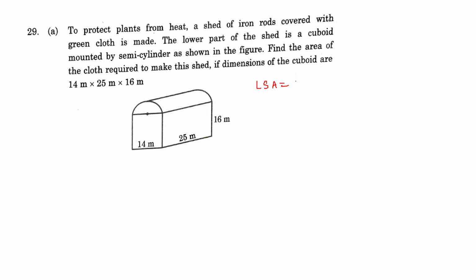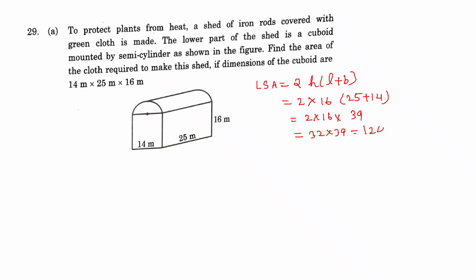The formula is 2 times height into (L plus B). So it will be 2 into height, which is 16, and L plus B is 25 plus 14. 25 plus 14 will give you 39. So the answer is 32 into 39, which will be 1248 meter square. Next you have to find the value for the cylindrical part.